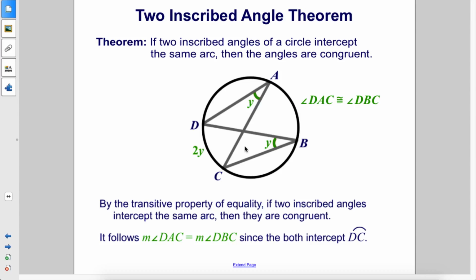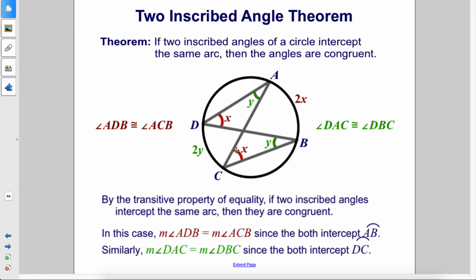In this example, the measure of angle DAC here equals the measure of angle DBC here, since they both intercept arc DC. Alright, when we put both of those examples together, we see that these two angles are congruent and these two angles are congruent.